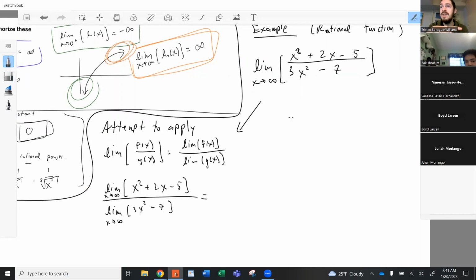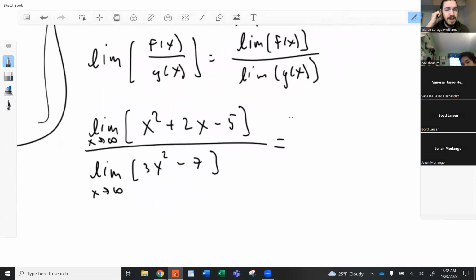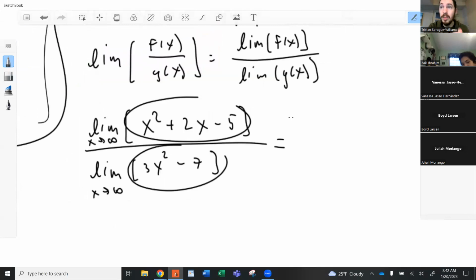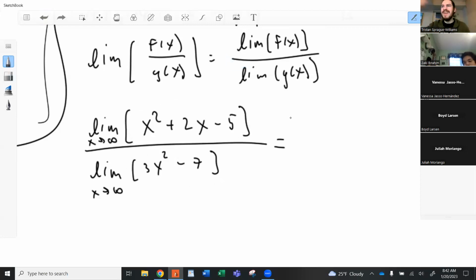Which normally is a valid thing to do, provided the limits both exist and the denominator isn't approaching 0. If the denominator were approaching 0, we would have a different situation. But this is provided the limits both exist. Now, the problem here is that since we're doing limits at infinity, the numerator and denominator are each a polynomial. A polynomial's end behavior is always infinite, either positive infinity or negative infinity, depending on which direction you're going and depending on the leading coefficient.